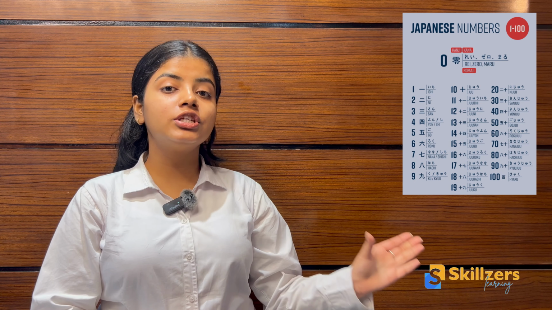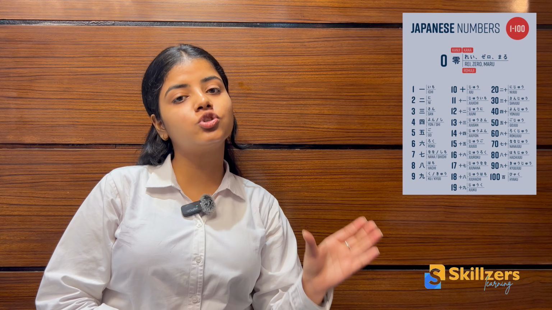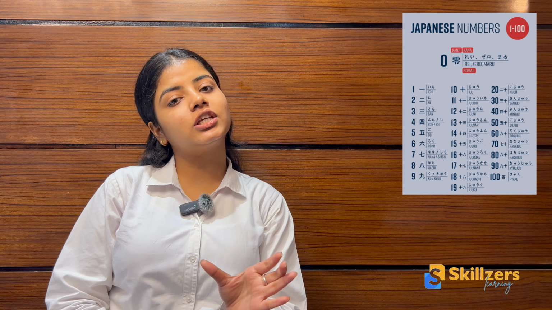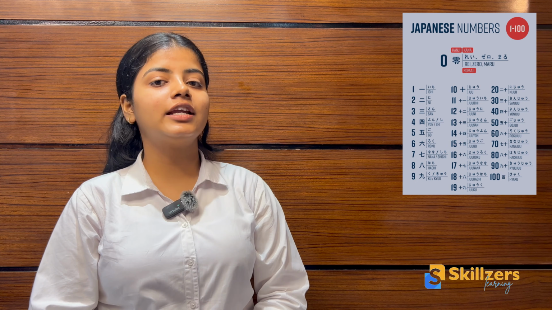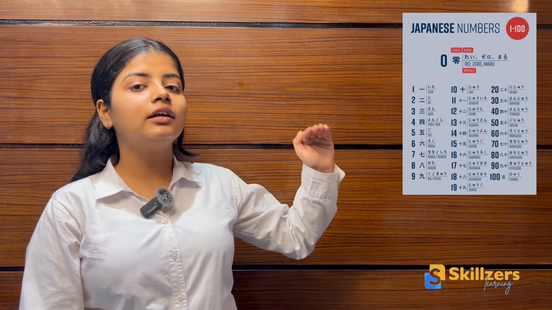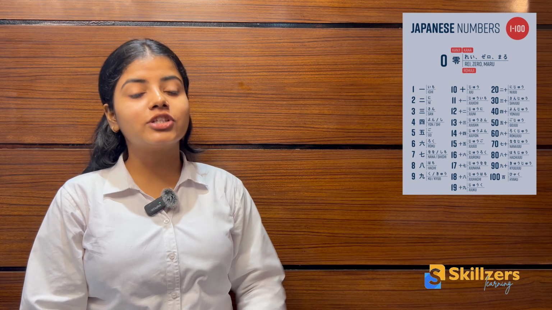Now 20, 30 is 2 into 10. So ni ju is 20 and 21 is ni ju ichi. Wakarimashita? It's like 20 is ni ju, 2 into 10, 30 is 3 into 10, sanju, 40 is yonju, just like that, 31. So sanju ichi. 41 yonju ichi. Just like that.